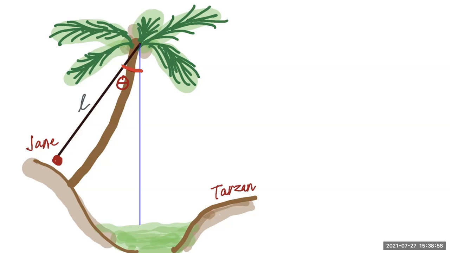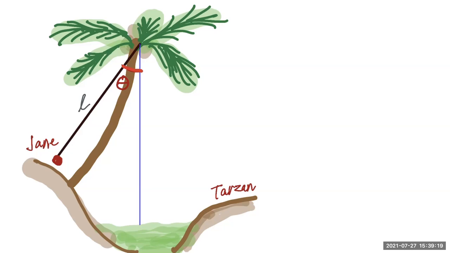So she knows the length of the vine, which is L. She knows the angle, theta, when the vine starts swinging. She knows her own mass. And given these parameters, she wishes to find the maximum tension that the vine needs to provide during her swing. Okay, so how does she do that?